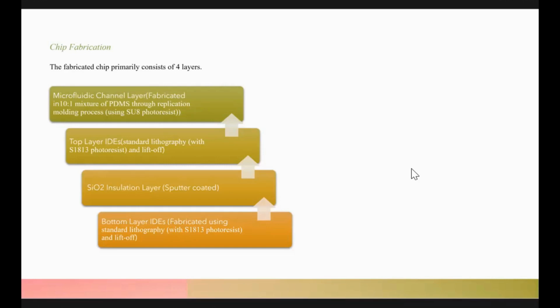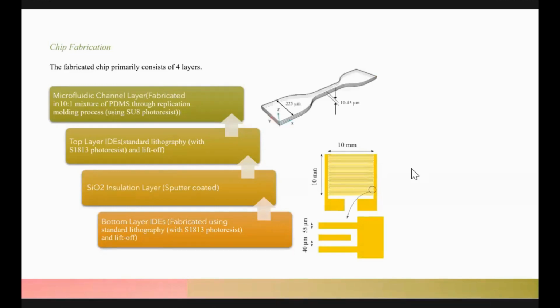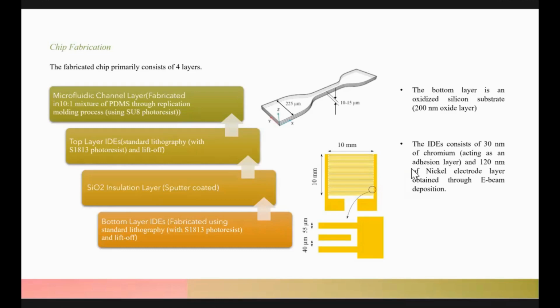It will act as an insulation layer just to separate the 2 layers, because the 2 layers will be used for 2 different things. The top layer will be a microfluidic channel layer in which we have designed the channel in such a way that it can hold only 100 nanoliters of fluid. And then we can also see the electrode design. We have around 1 × 1 cm square of total electrode surface area. We have an electrode arm of 55 microns and an inter-electrode gap of 40 microns. The IDEs consist of 30 nm of chromium, which acts as an adhesive layer, and 120 nm of nickel electrode layer, which acts as a conductive layer actually.